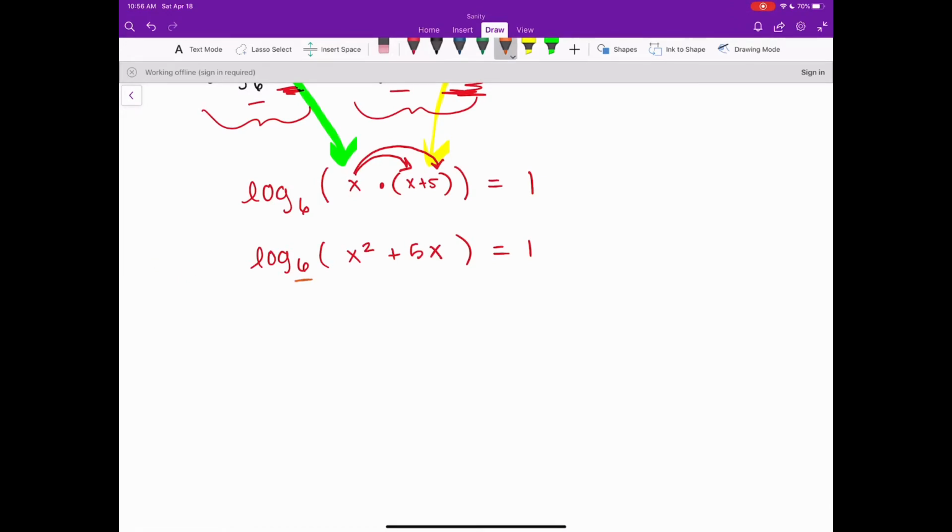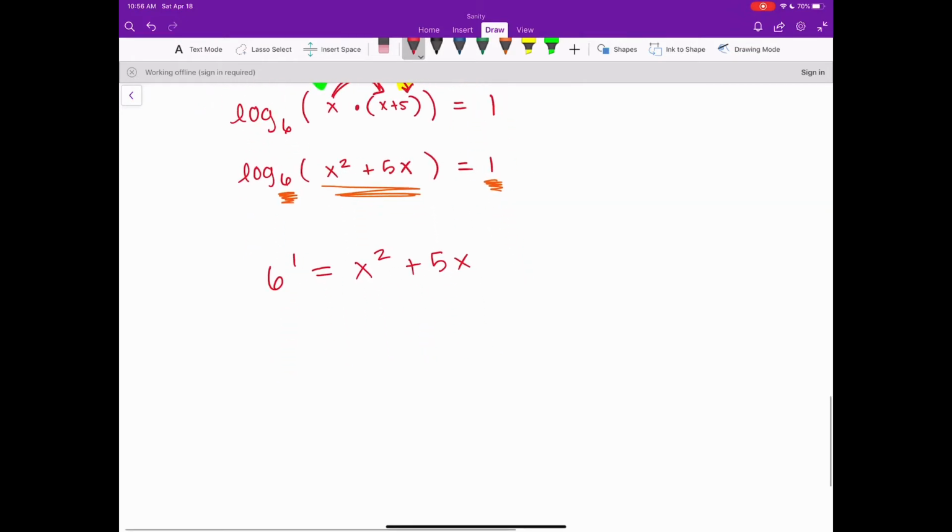I have a base of 6, 6 raised to the 1st power. So I'm going to write 6 to the 1st power has to be equal to this inside part. So 6 to the first power equals x squared plus 5x. And then I can just start to solve for x.